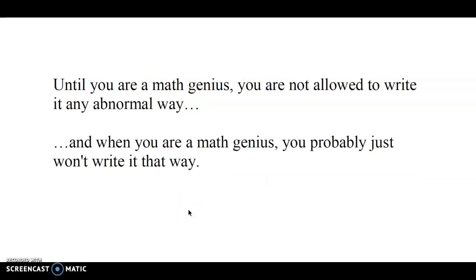This is what I usually actually say to my students. Until you are a math genius, you are not allowed to write it any abnormal way. You have to write it the normal way, and there's only one normal way. It's widely accepted. This is it. This is what we get. Now, technically, there are some other ways, but this is what we're going to go with, right? This is the way that we write it. When you are a math genius, you probably just won't write it that way. There's not a lot of math geniuses who go around being like, yeah, BA plus CA. They just don't do that because it would be weird, right?